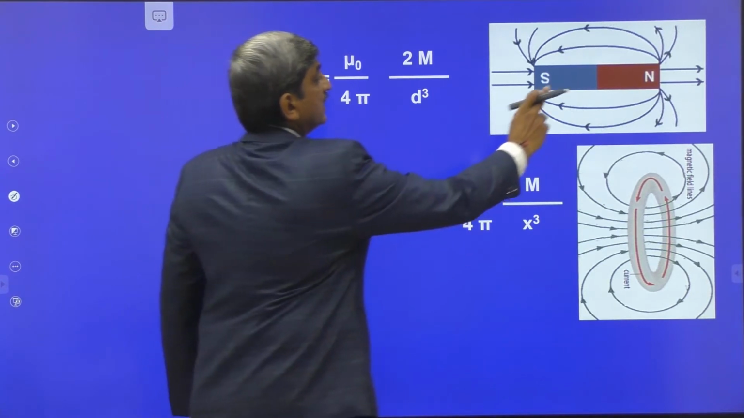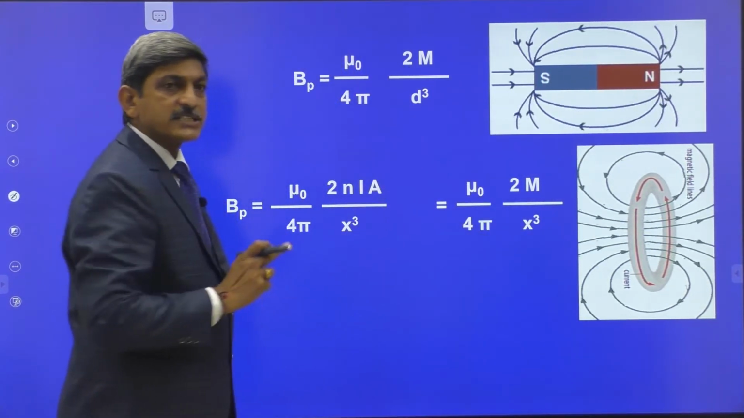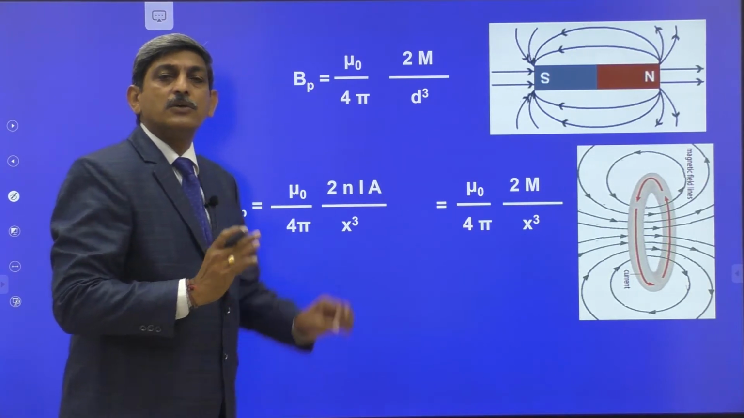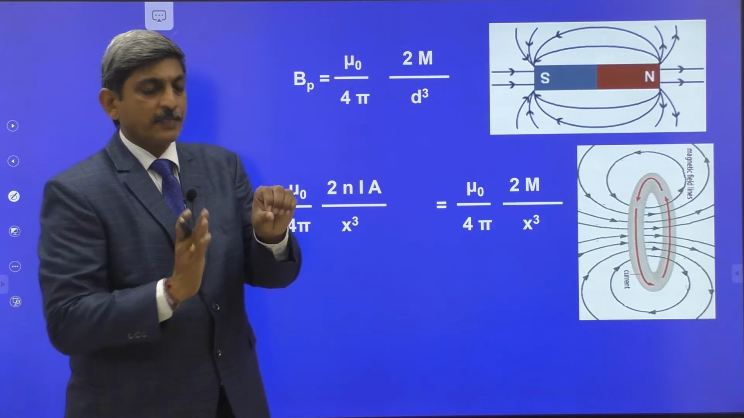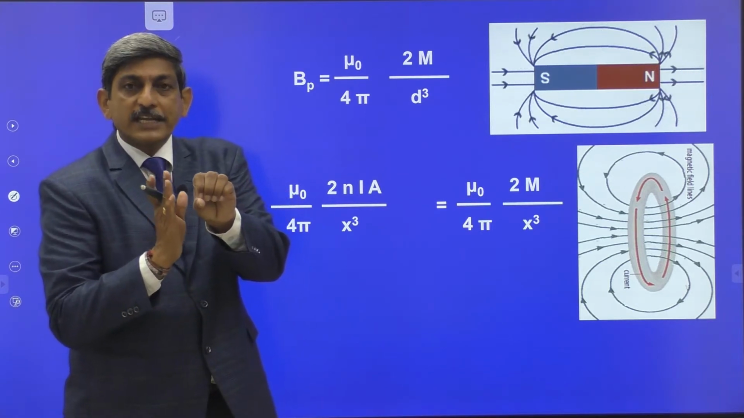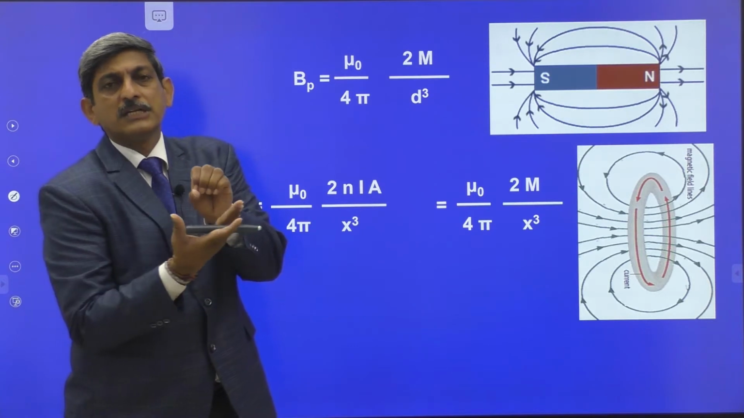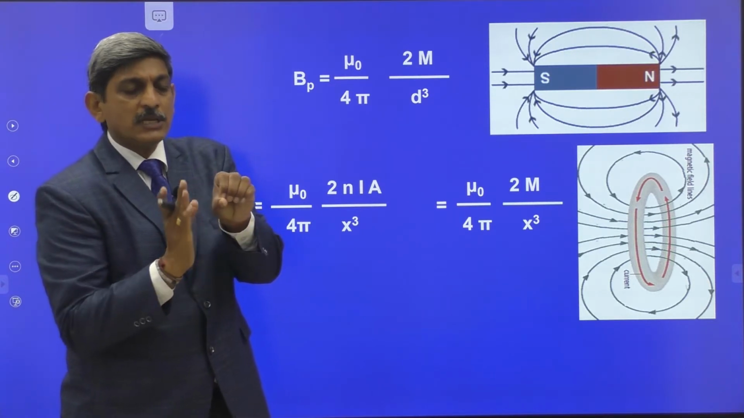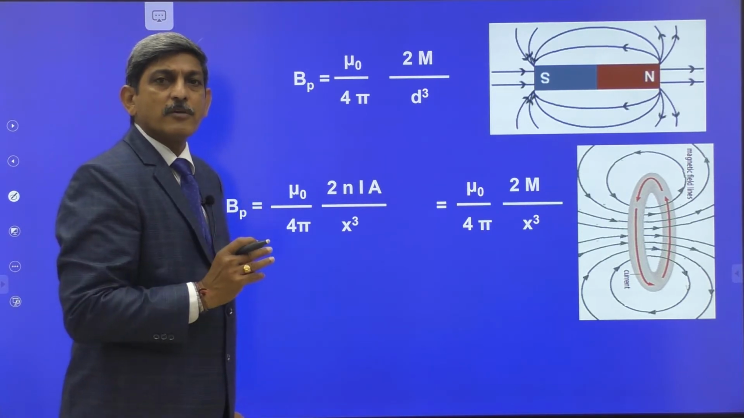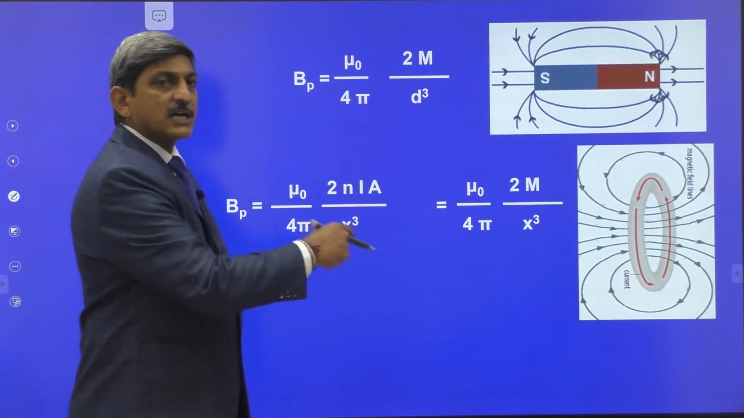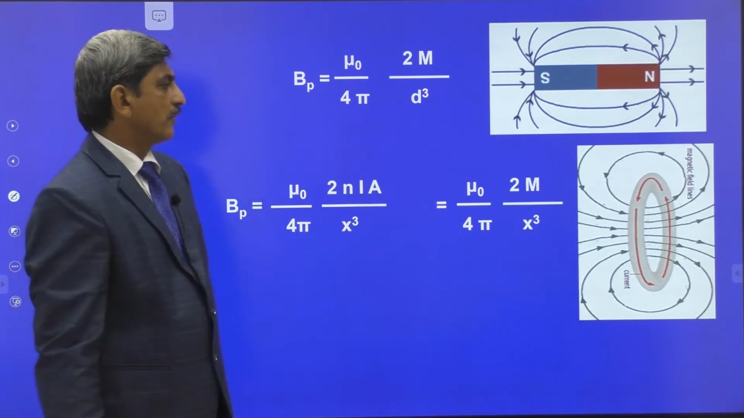See, physically there are two poles in the bar magnet, whereas in case of our coil the two faces of the coil are acting as the two poles. So if one face is acting as the north pole, the other face is acting as the south pole, and the two faces of the coil are acting as the two poles of a bar magnet, so that the current carrying coil also behaves as a magnetic dipole.